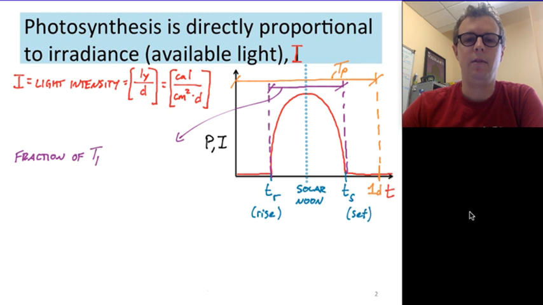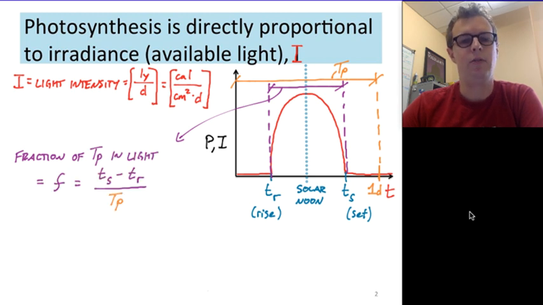And then a couple of notes. The fraction of the day when you actually have light, so the fraction of that TP value when you're in light, is denoted with this lowercase f. It's the time elapsed from rise to set on top divided by the total time period on the bottom. So if you have 12 hours of light, the fraction in light in a day would be 0.5.